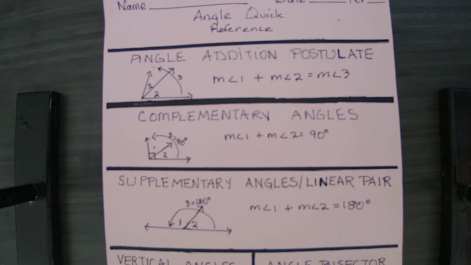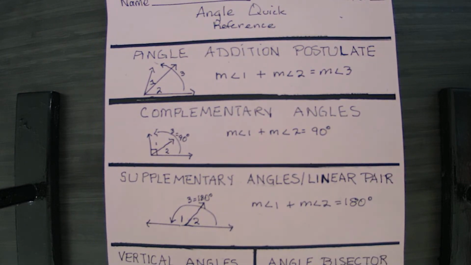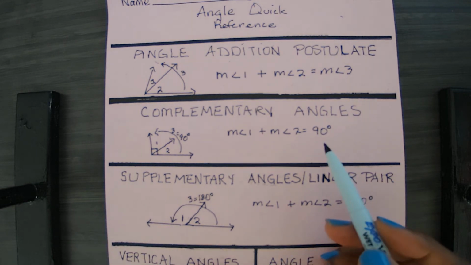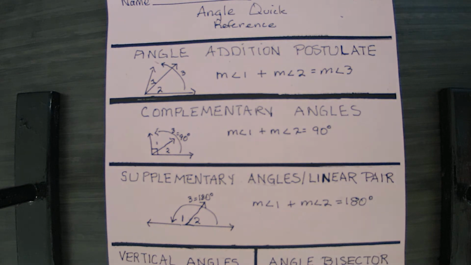We've talked about complementary angles. That means that the sum of the angles is going to be 90 degrees. So you would set this up: the measure of angle 1 plus the measure of angle 2 is equal to 90 degrees.